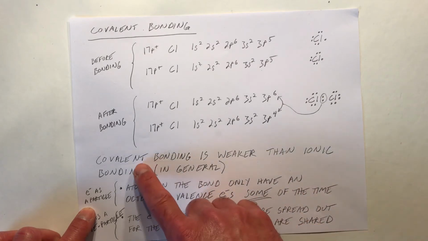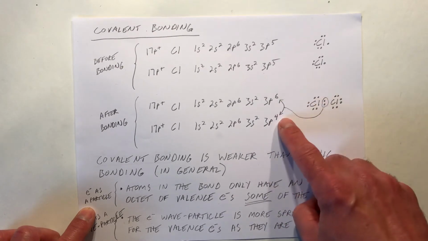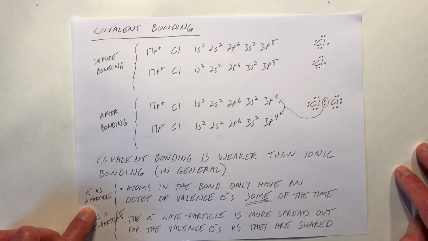And then it would make sense that covalent bonding is weaker than ionic bonding in general, because of the fact that while in ionic bonding, the ions involved have octets all of the time, in covalent bonding, the atoms that are involved in sharing the electrons, because the electrons are shared, only have an octet of electrons sometimes.